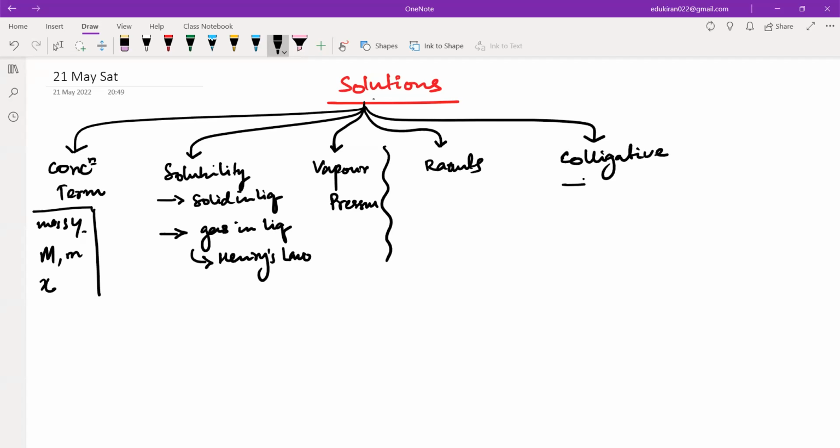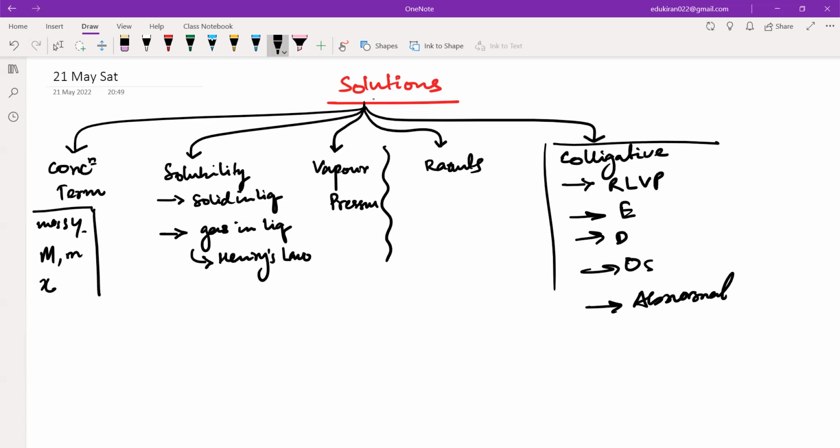So in colligative property you have four things. You have RLVP, relative lowering of vapor pressure, right? Then you have elevation in boiling point, then you have depression in freezing point, then you have osmotic pressure, and उसके बाद आखिरी में एक टॉपिक आता है abnormal mass, ठीक है? So these things are there, colligative property, and then today we will be learning about Raoult's law.